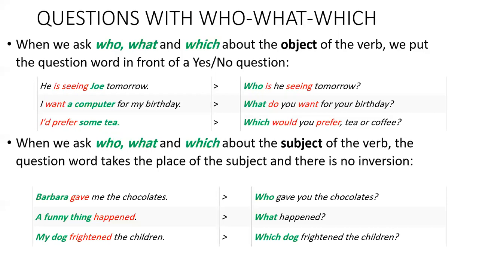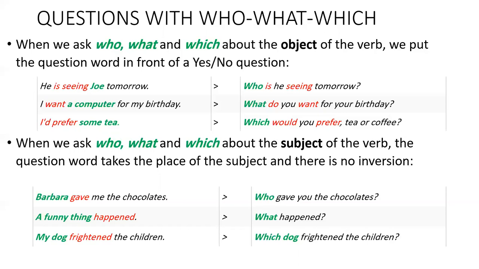Barbara gave me the chocolates. If I want to ask about Barbara, I just take Barbara out and say, who gave you the chocolates? Number 2, a funny thing happened. I can ask about thing. What happened? My dog frightened the children. Which dog frightened the children?